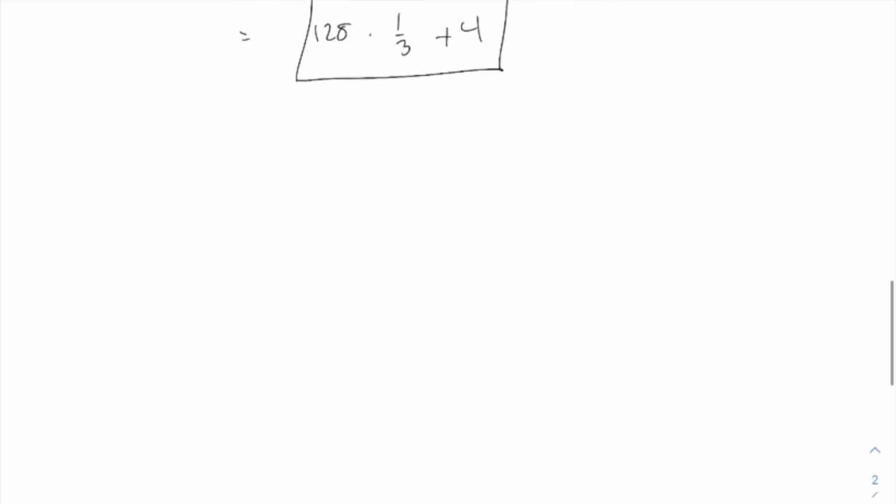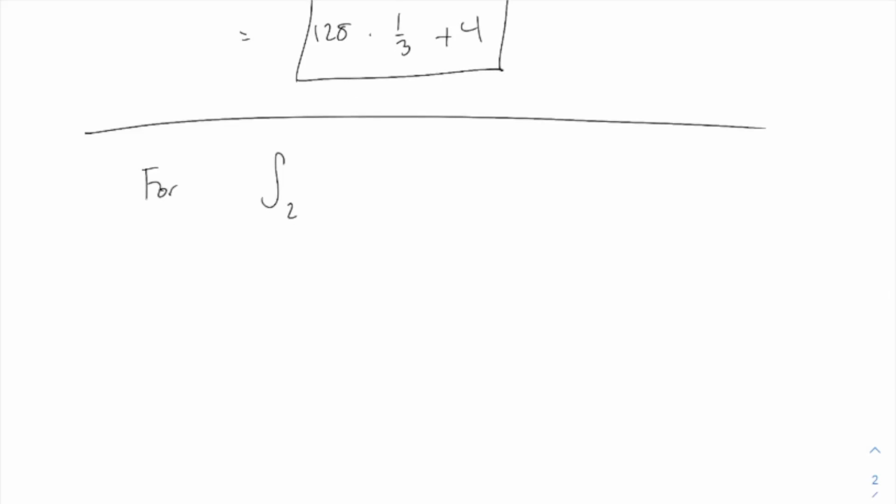All right, let's try. How about this one? For this integral, 2 to 4 of 3x minus 2 dx. I got a little two-parter here. Part A, find R8 and L8. These we talked about last time.